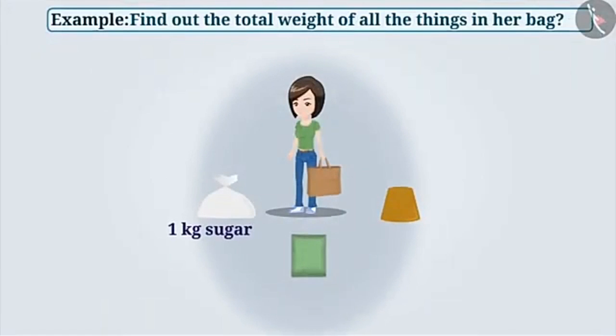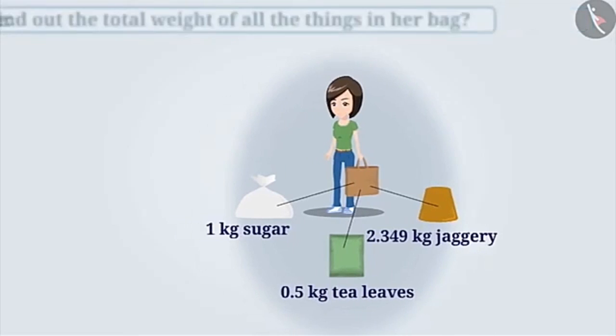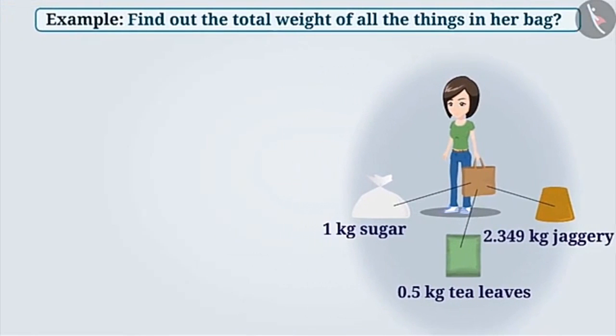Next example, Nisha bought 1 kg of sugar, 0.5 kg of tea leaves and 2.349 kg of jaggery. She put the items in her empty bag. What is the total weight of all the things in her bag? To find the total weight of all the things in her bag, we need to add 1 kg, 0.5 kg and 2.349 kg. So let's first write them one below the other.